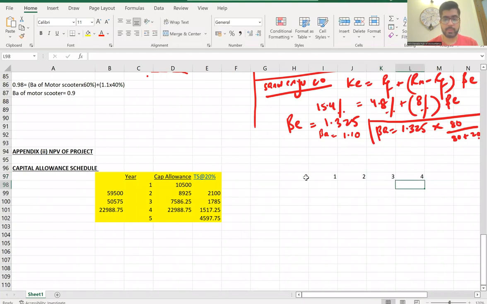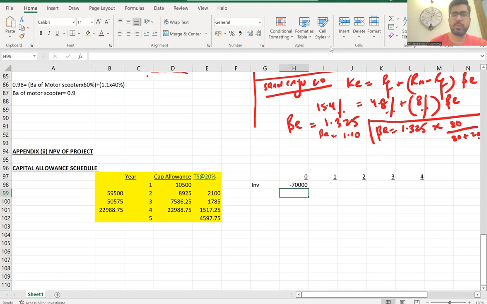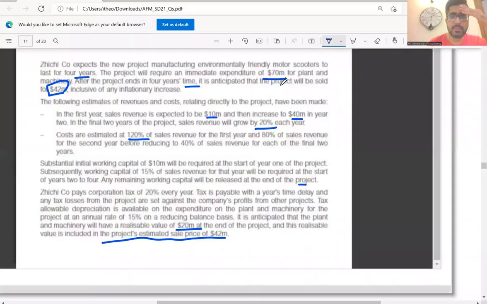As you all know, in NPV calculation, the first thing is investment. Investment is at year zero. How much? Negative 70,000. Okay. If you want to do it in millions, it's your choice, but I'm doing it in thousands. So investment is 70 million and the scrap value will be 2 million. So I will record it later.